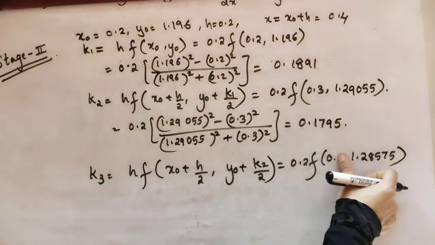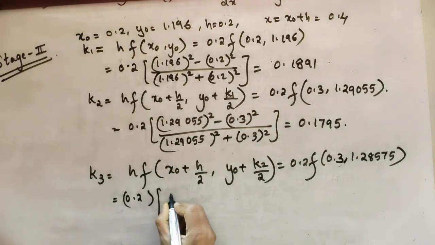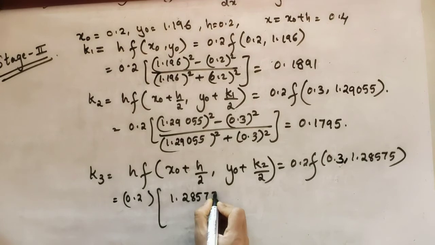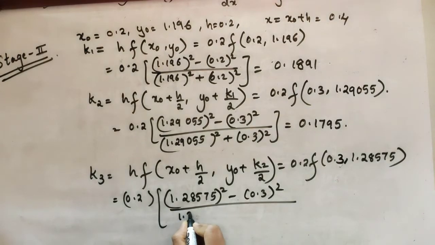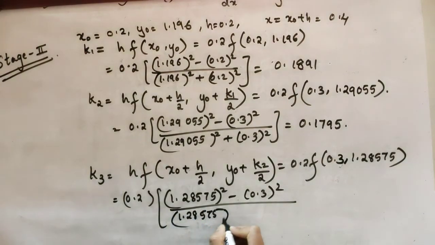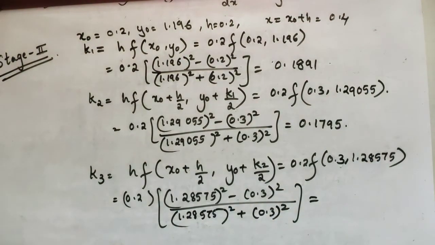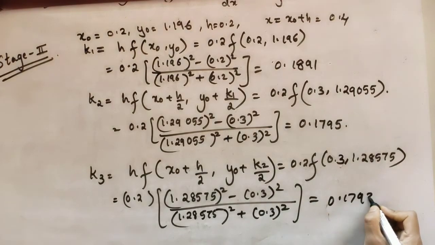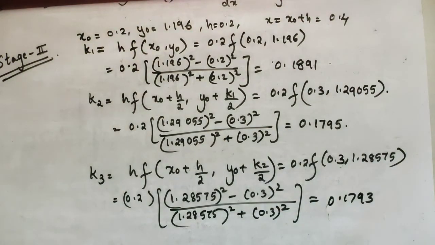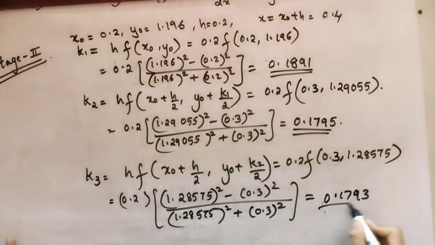Now substitute in your function: 0.2 times 1.28575 square minus 0.3 square over 1.28575 square plus 0.3 square. After putting all the values in your calci, you should end up with 0.1793. I'm going to mark all the values which are very important.